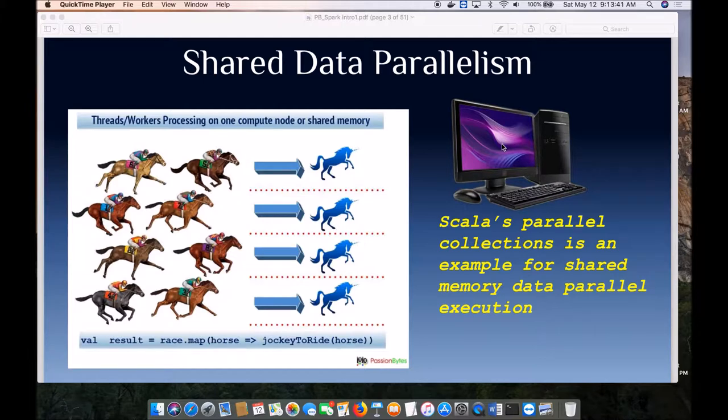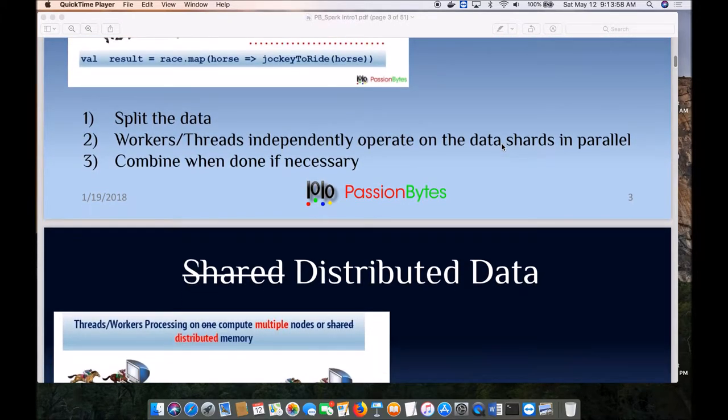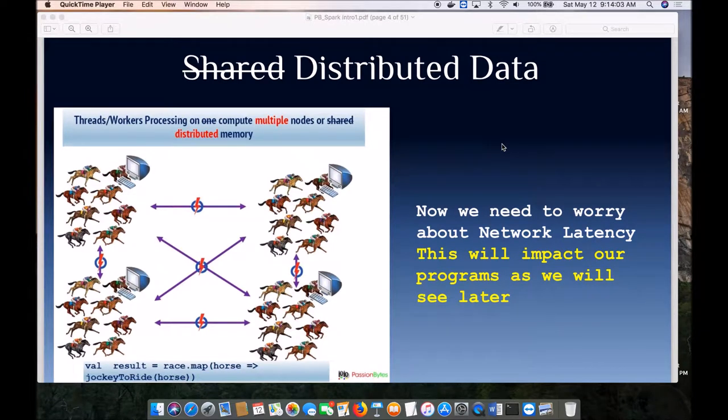Scala has got inbuilt factors like Akka, inbuilt concurrency mechanisms to allow you to write beautiful concurrent applications, and still it is happening on one system. If you go further, right, you can see that now we are going to make the execution a little bit complex. Instead of one computer, this is one computer.